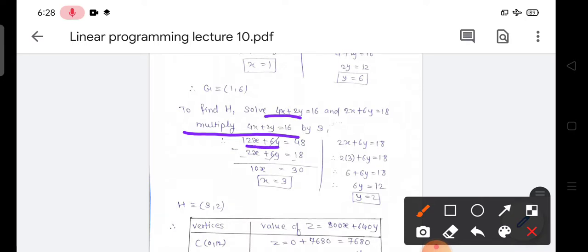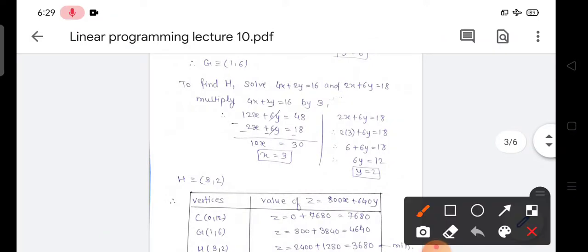12x plus 6y equals 48. Now subtract the second equation from this one: 2x plus 6y equals 18. So subtract them. Plus 6y minus 6y gets cancelled. 12x minus 2x is 10x. 48 minus 18 is 30. Hence we get x value 3.